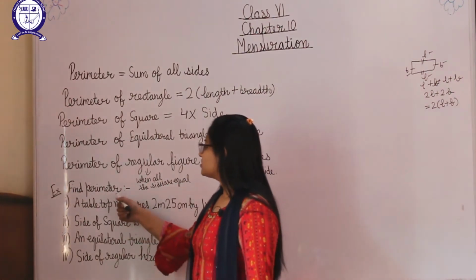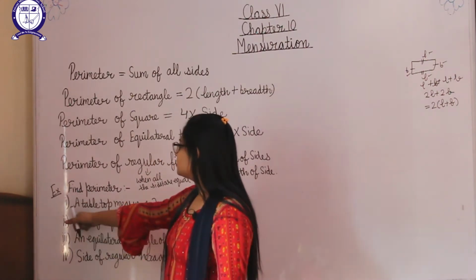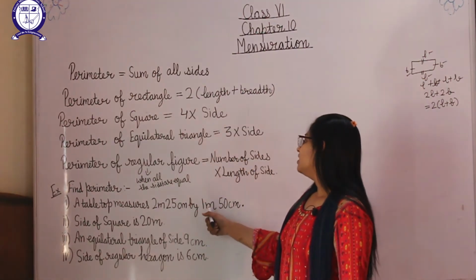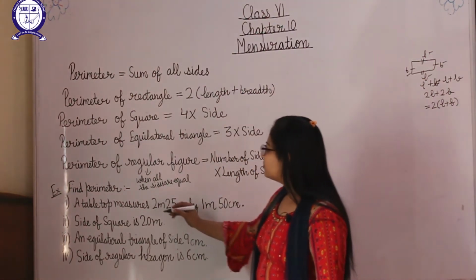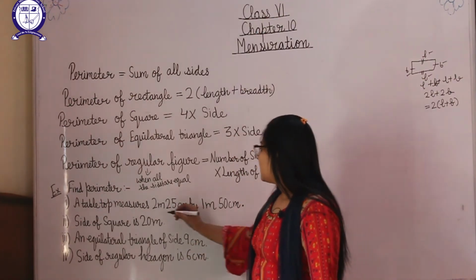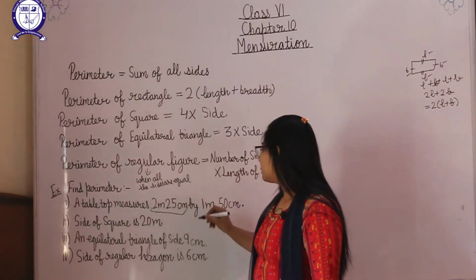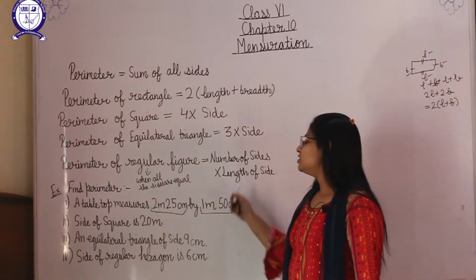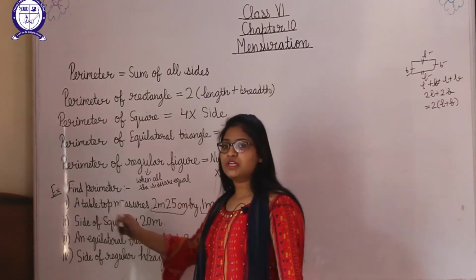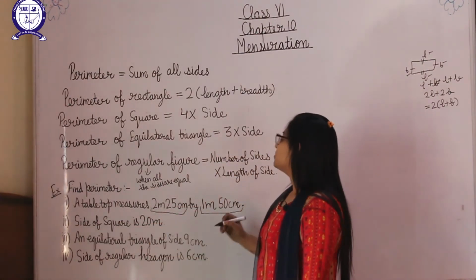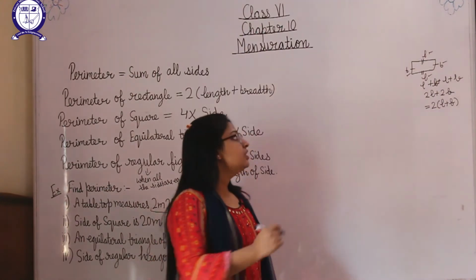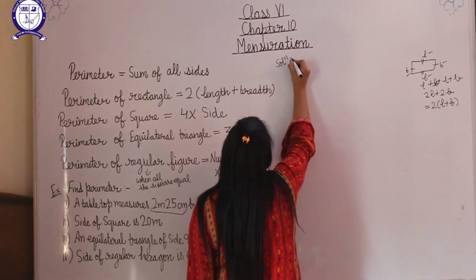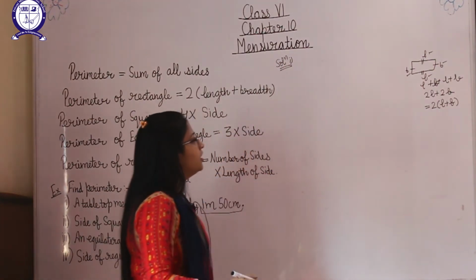Now some questions are given, and we have to find the perimeter. The first question is: a tabletop measures 2 meter 25 centimeter by 1 meter 50 centimeter. What does this mean? That there is a tabletop whose length is 2 meter 25 centimeter and breadth is 1 meter 50 centimeter. And we need to find the perimeter of the tabletop. So for this, what will we do, students? First of all, we will write that the length of the tabletop is this, the breadth of the tabletop is this one, then we have to find the perimeter, right?